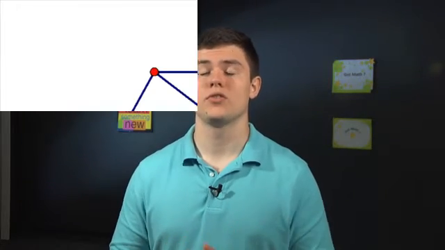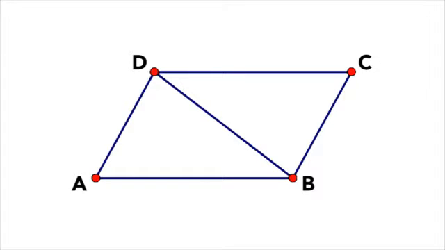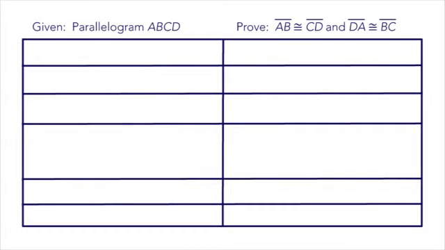To prove that opposite sides in a parallelogram are congruent, we need to draw one diagonal which forms two triangles. Notice how the opposite sides of the parallelogram appear in each of the triangles. So side AB is in one triangle and side DC is in the other triangle. Likewise, side BC is in one triangle and side AD is in the other triangle. If we can prove the two triangles are congruent, then we can use CPCTC to say that these opposite sides are congruent. So if we are given parallelogram ABCD, we want to prove that segment AB is congruent to segment CD and that segment DA is congruent to segment BC.